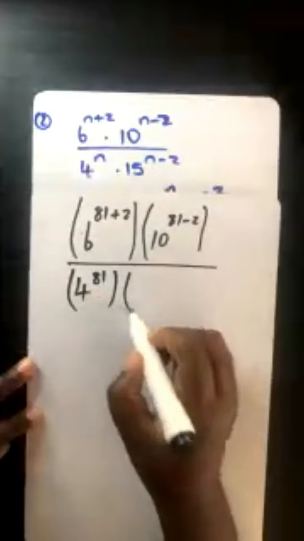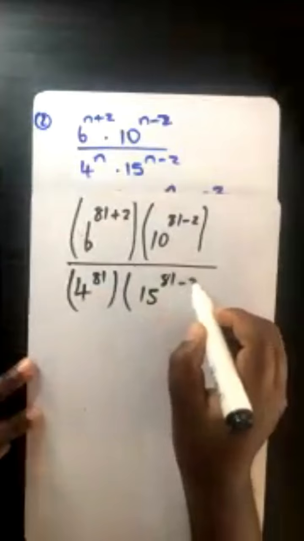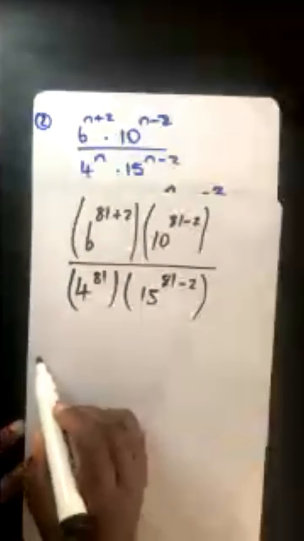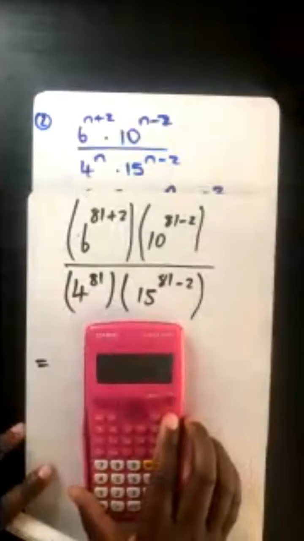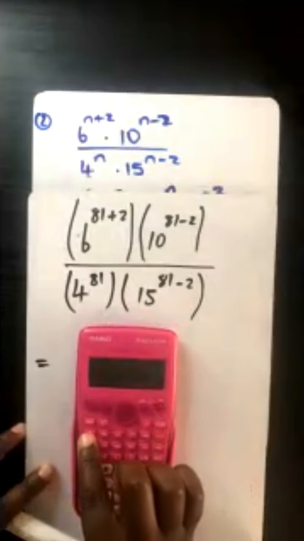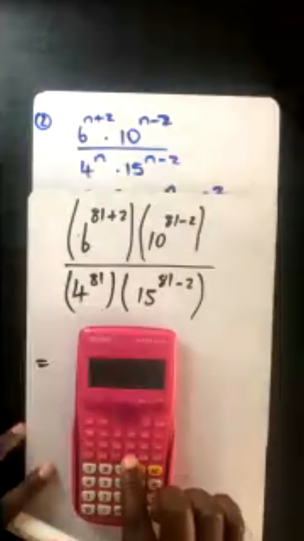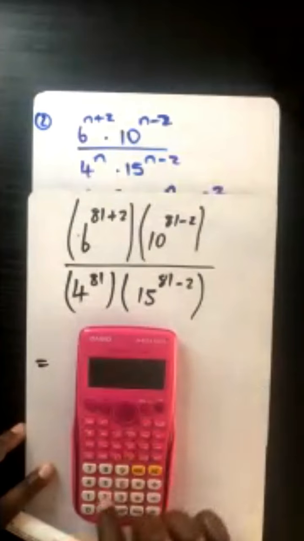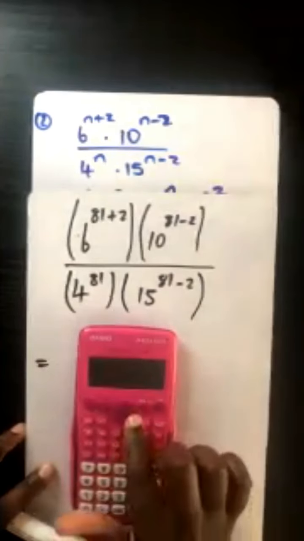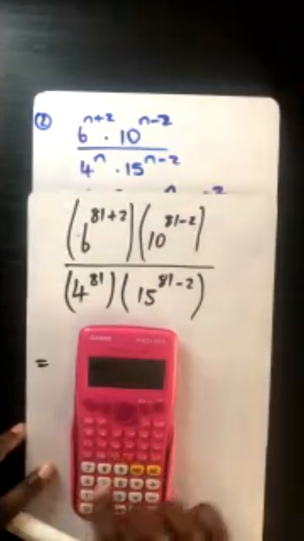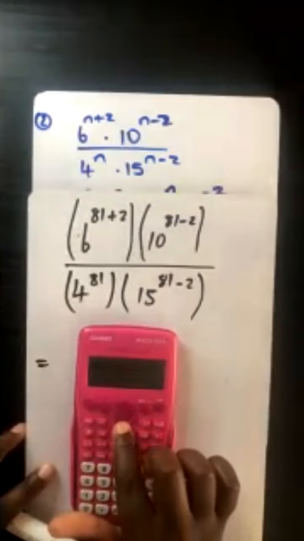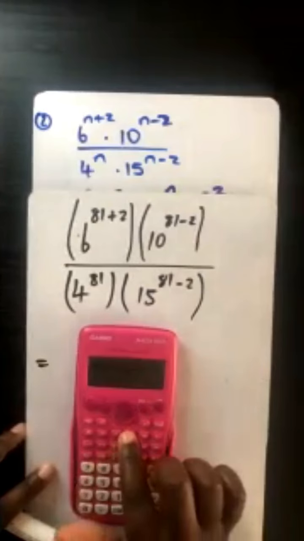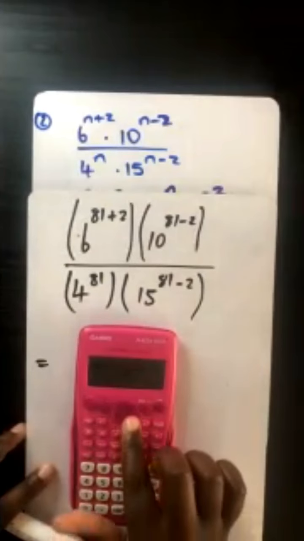What are you getting, Rat? Are you getting 81? Scientific error. It says error again. Error, sir. Yes. Let me also see on my side. So is that 81 plus 2? Close. 10 to the exponent 81 minus 2. Close. At the bottom is 4 to the exponent 81. Close.